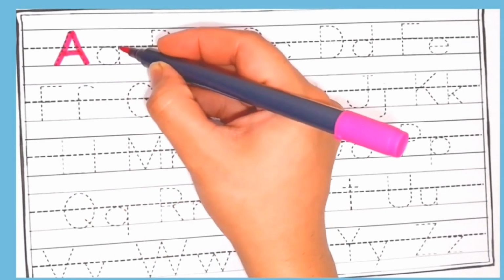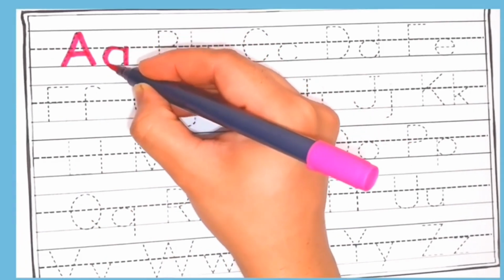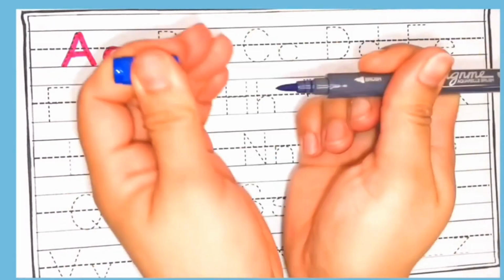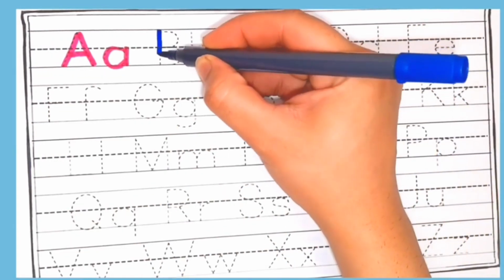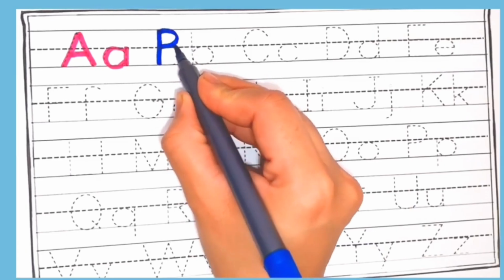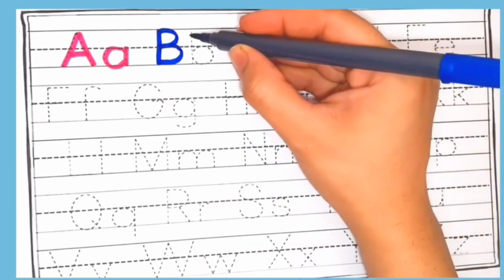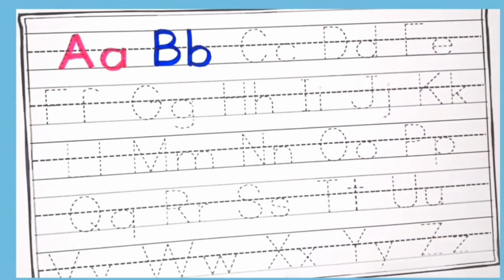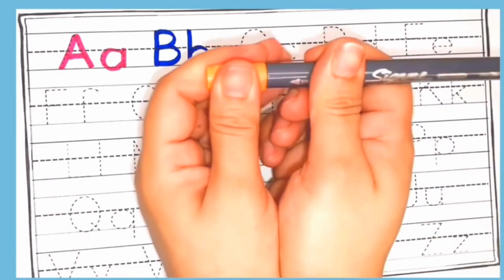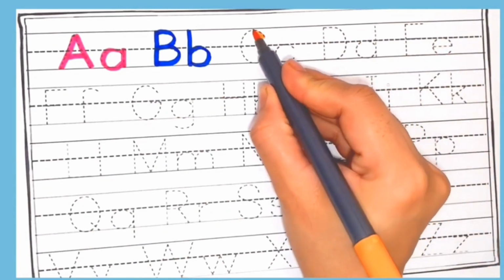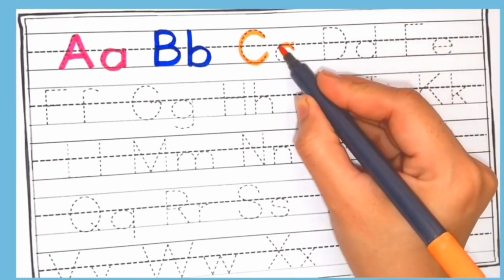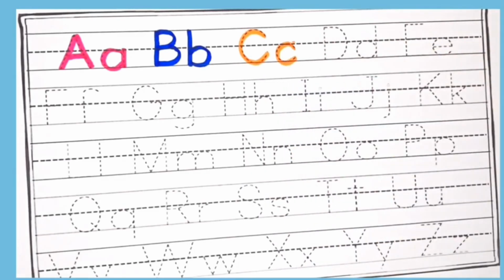Capital A, small a for apple. Capital B, small b, B for butterfly. Capital C, small c, C for cat.